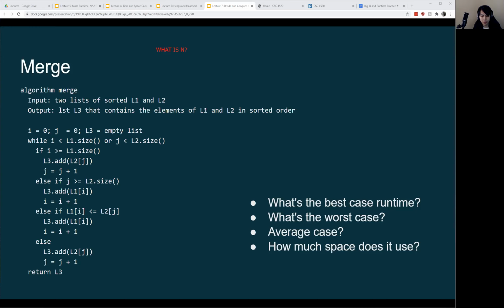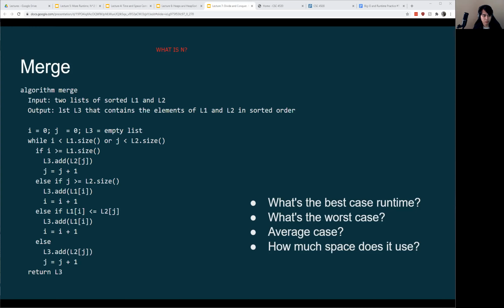Most of you think the best case runtime is O of n, though the worst case runtime is going to be O of n as well. And same with the average case, and the amount of space being used is going to be O of n. And thankfully, that's correct, right? There's no scariness when it comes to this algorithm. You just have to understand what's going on.